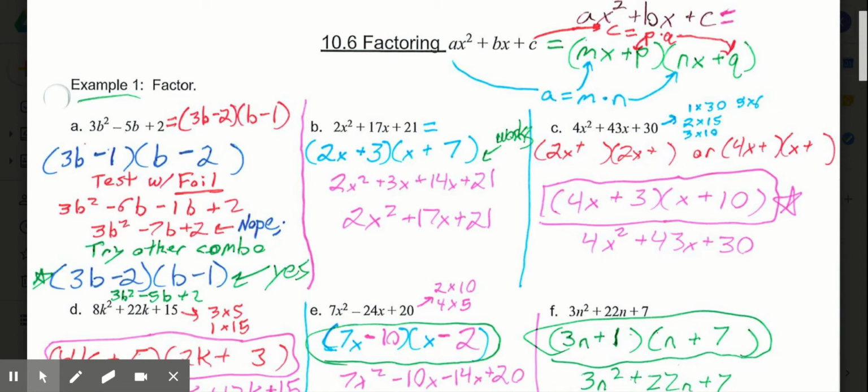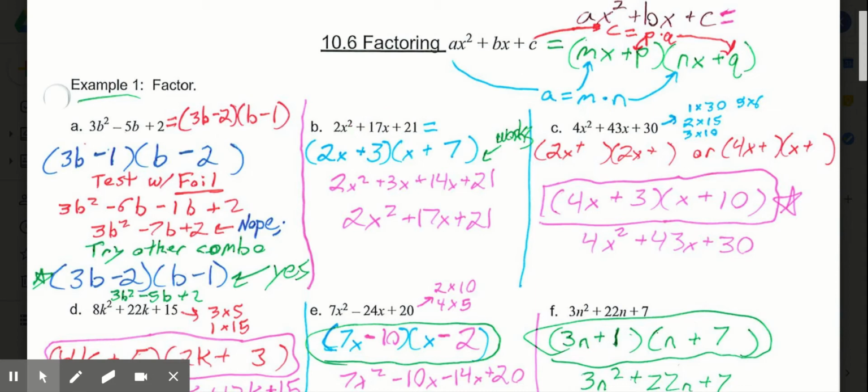So if I'm looking at example B, I have 2x squared plus 17x plus 21. So I need to split my 2, and the only option would be a 2x and an x. Then I need to think about numbers that multiply to be 21. Well, that's 7 and 3. Now I'm not sure which order they need to be, but I know they need to add to be 17x in the middle.